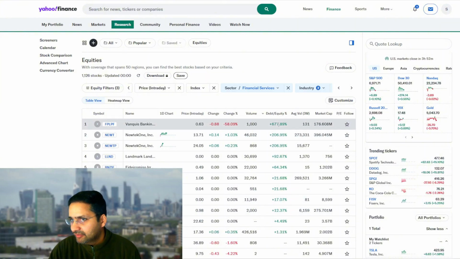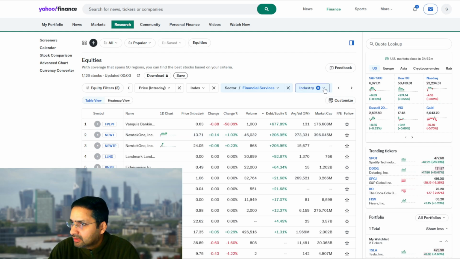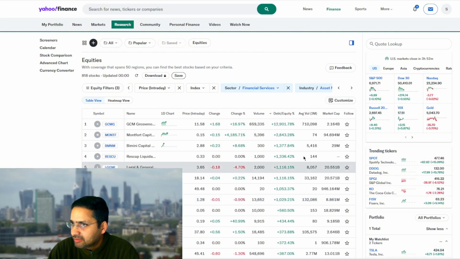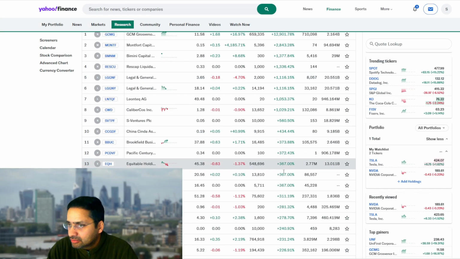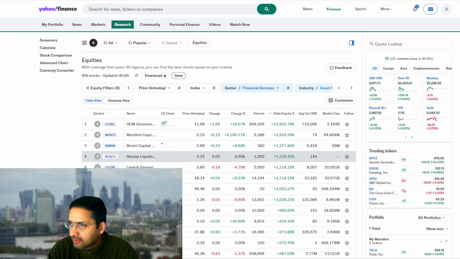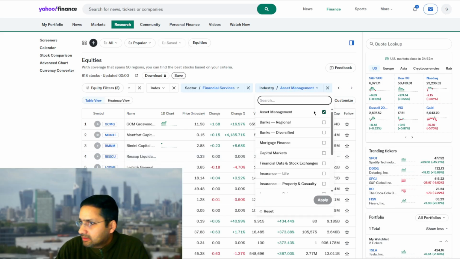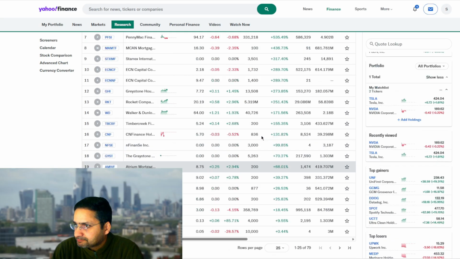However, if you see these companies, they are Vanquis Banking Group PLC. They have a very high debt to equity ratio. Let's see, how about other industry sectors? Asset management. If you see asset management, they have the highest debt to equity ratio, but I don't know how much the good debt to equity ratio for asset management firms should be. Mortgage finance, same.